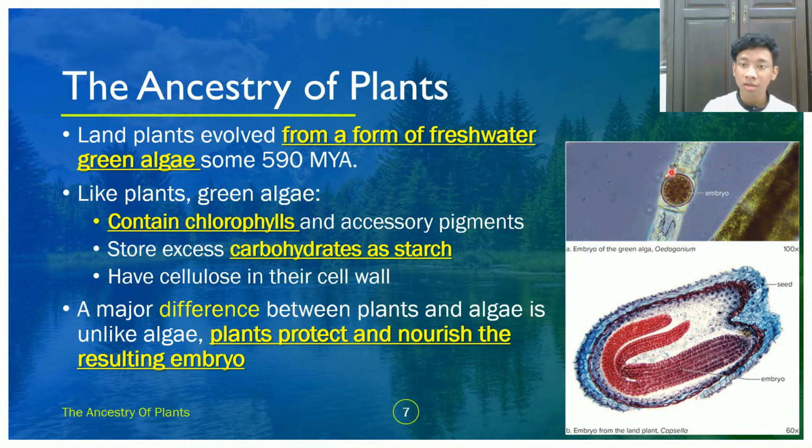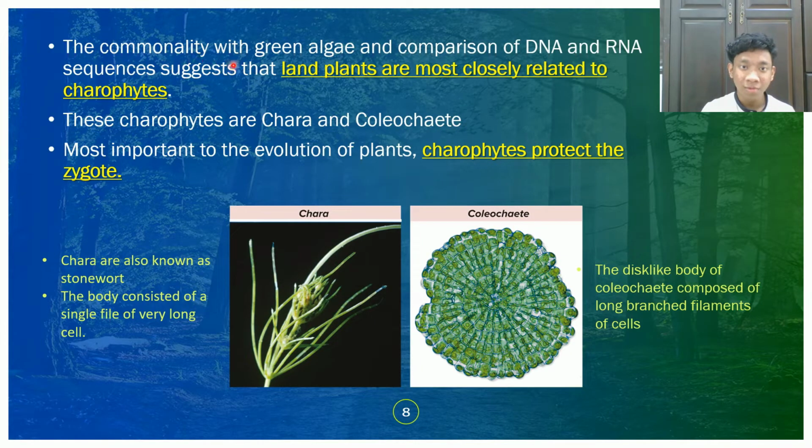Here is the diagram of the embryo of green algae which is exposed to the surroundings, while the embryo of a land plant, Capsella, is protected inside the seed. The commonality of land plants with green algae and comparison of DNA and RNA sequences suggest that land plants are most closely related to charophytes, and these charophytes are Chara and Coleochaete. The most important thing to the evolution of plants is that charophytes protect the zygote.